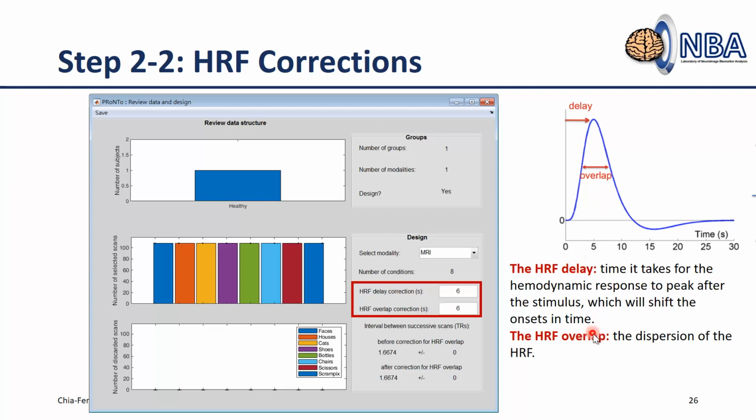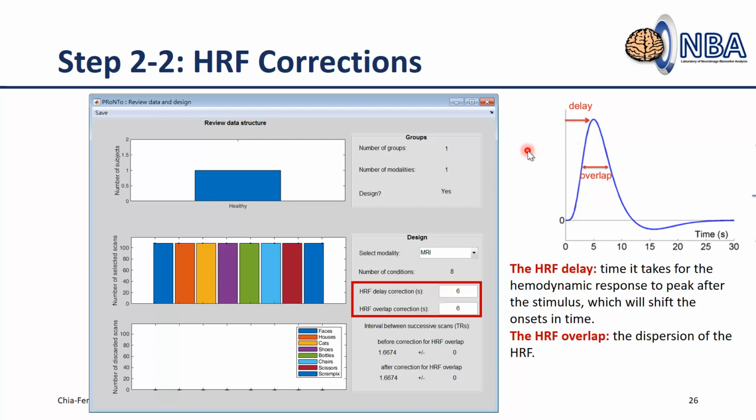And then you can also key in another parameter right here, which we call HRF overlap. Again, this is defined by PRoNTo, and actually this overlap means the dispersion or the width of this HRF function right here. So the typical value right here is 6 seconds for delay, and 6 seconds for overlap. Just both are around 6 seconds right here. So what you should do is key in these two values right there. Then the MVPA can help you to shift the BOLD signal or shift the anticipated response right there.